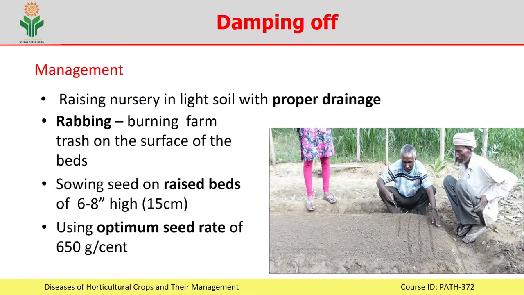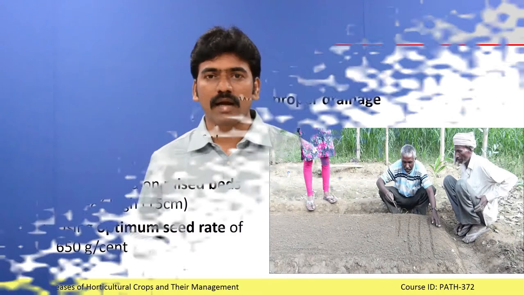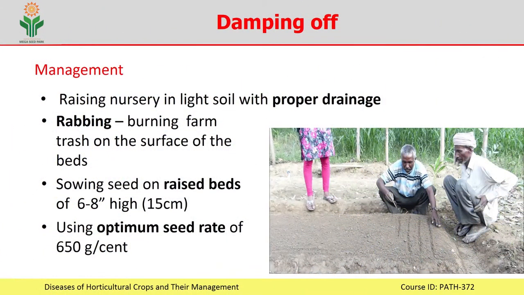Definitely, whenever you want to raise a nursery in the case of chilli, it should be raised on a bed of approximately 15 centimeters height, so that the disease incidence can be reduced. The other important factor is that damping off occurs whenever the inoculum is present in the soil. So you should devise management practices which can reduce the inoculum in the nursery bed. Here, the inoculum present in the nursery bed can be reduced by means of rabbing.